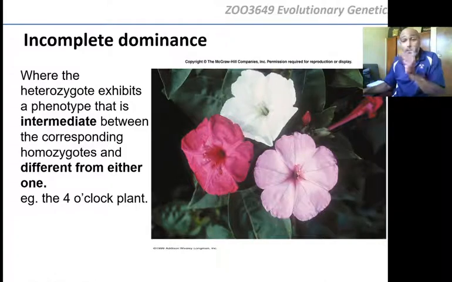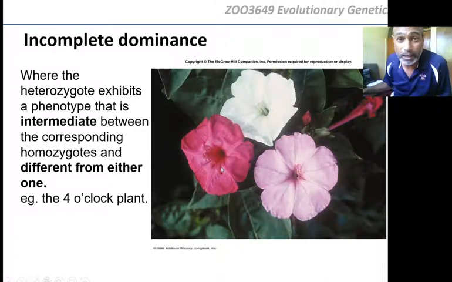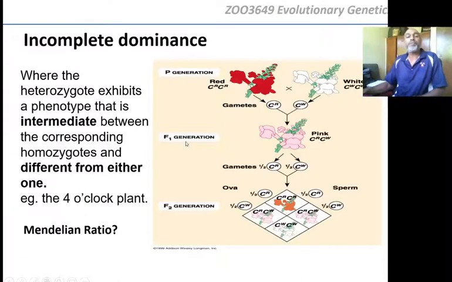Remember, this is not Mendelian inheritance. Mendelian would say if you mated these two together, you should get all of them looking that color. Or if you mated heterozygotes that all look like this, you should get 3 of these to 1 of these. You should never get a pink, an intermediate. So how does that work?